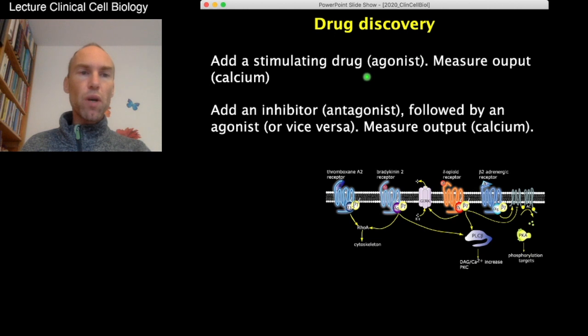Now, suppose you want to develop an antagonist, so a drug that inhibits activity. What you can do is you can first add the inhibitor, then add the stimulus, and then measure the output and see to what extent this inhibitor attenuates the calcium response.